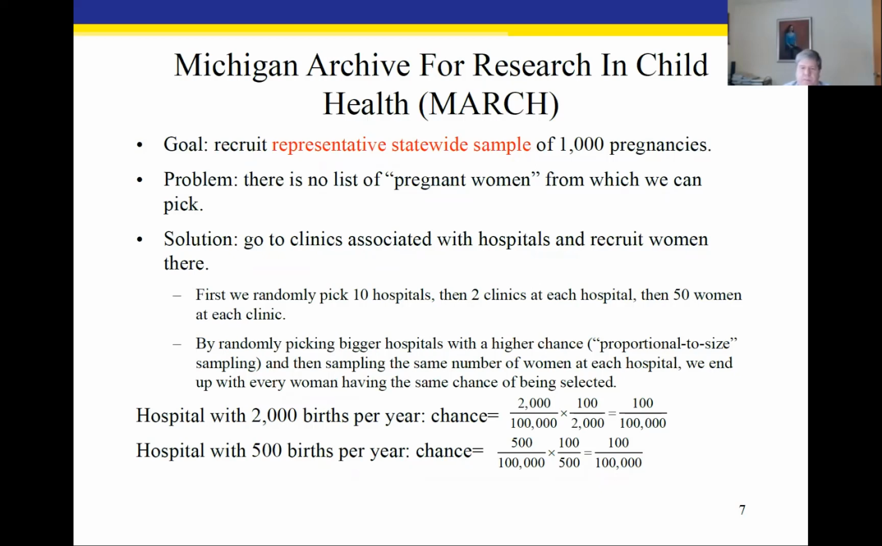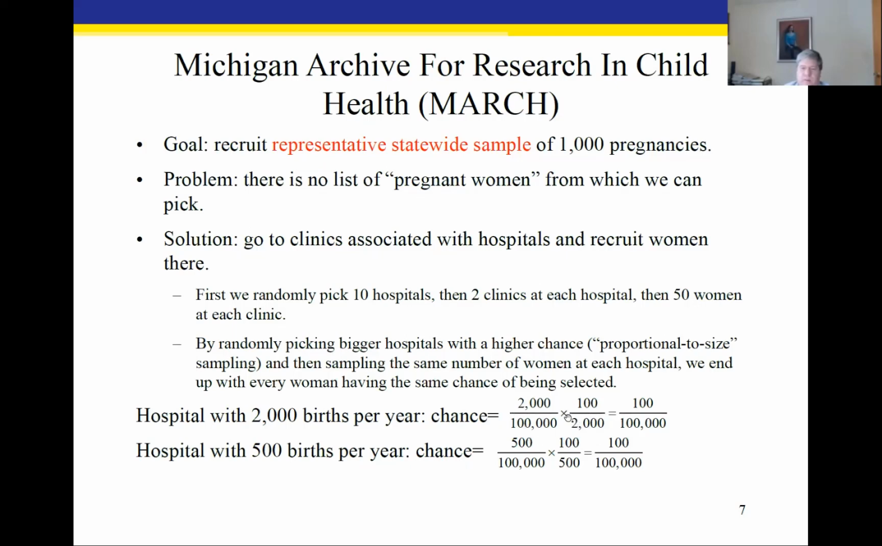mathematical trickery here. So I do have some fractions. This is farther into the math. But by picking bigger hospitals with a larger chance, what's called proportional to size sampling, and then sampling the same number of women in a hospital, we end up with every woman having the same chance of being selected. So basically, if we had a hospital of 2,000 births per year, and there's approximately 100,000 births per year in Michigan, we give that 2,000 out of 100,000, or about a 1 in 50 chance of being selected.